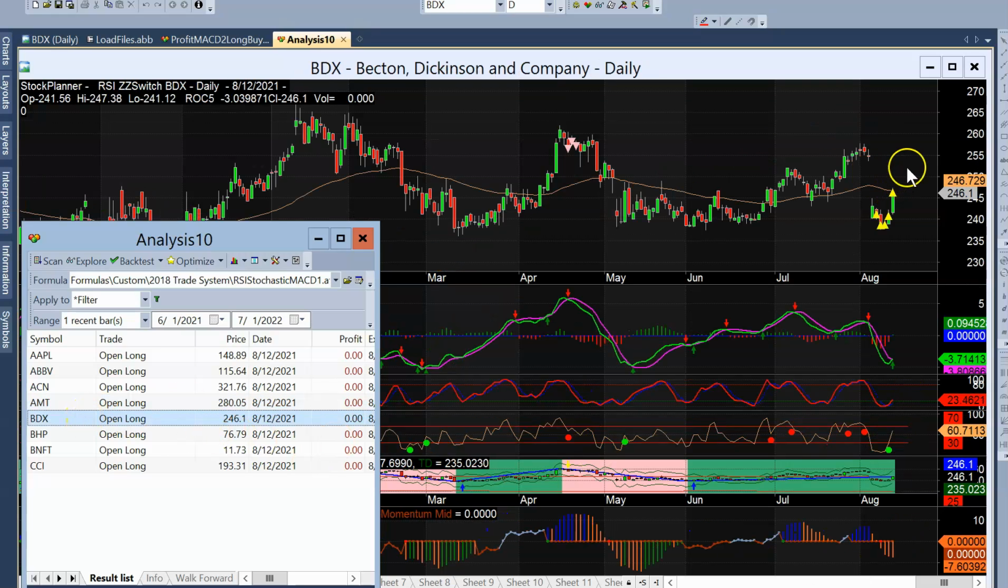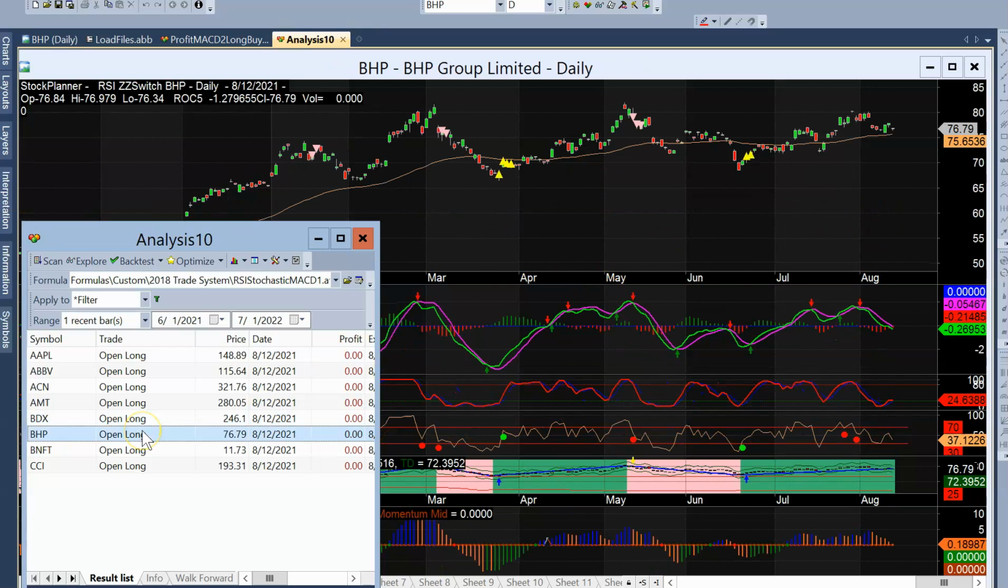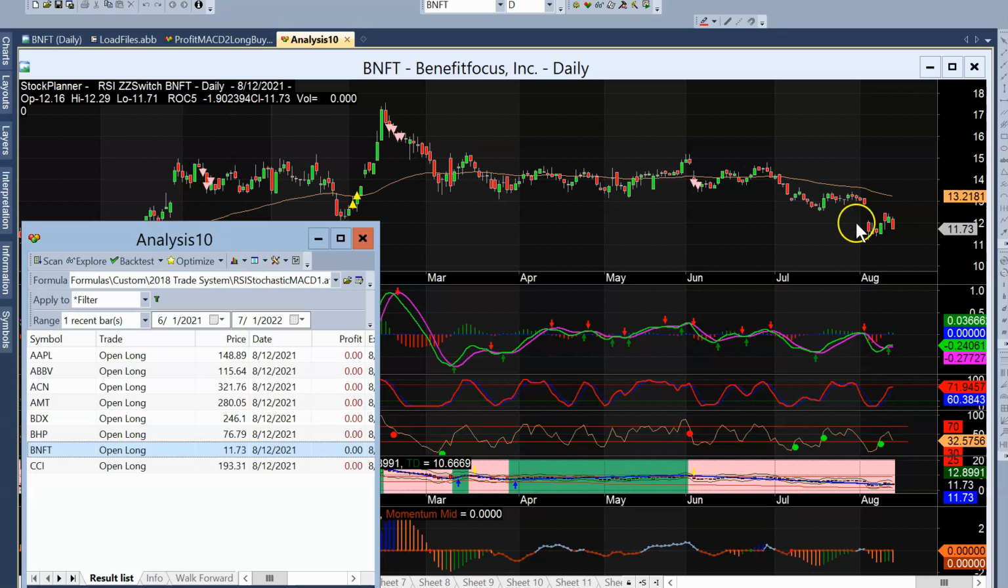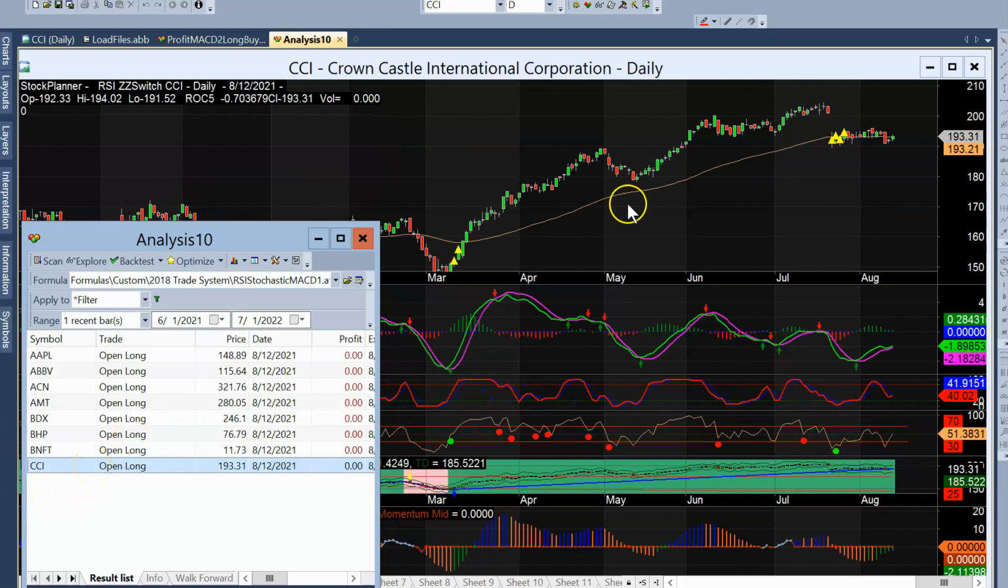BDX, gap, will it fill? MACD way below the zero, stochastic has come around, RSI perfect. BDX has been showing up for the last couple days. BHP, possibly too close to the zero line, is trading above its 50. Program showing long. Benefocus, gap, will it fill? RSI was going up, but now it's come back down in the last couple days. Stochastic hit a peak. It had a red bar today. I'd wait. CCI, pretty much level for the last few days after it gapped down. This all looks good. Stocks tend to fill the gap.